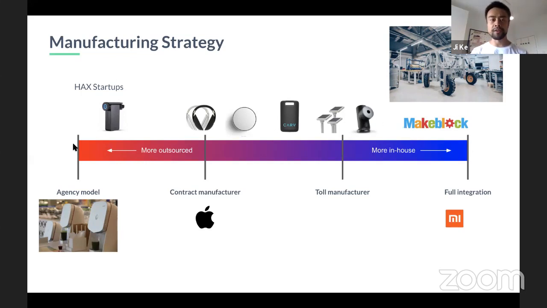These are the hardware startups. Some of them you might know, some of you might not. They fall in the spectrum as well, right? So even as a startup, it's perfectly okay to use the agency model or even contract manufacturers, but some of our startups also have their own factories.